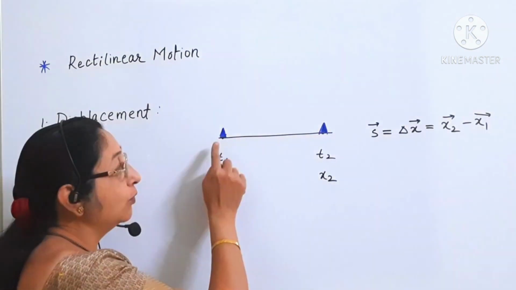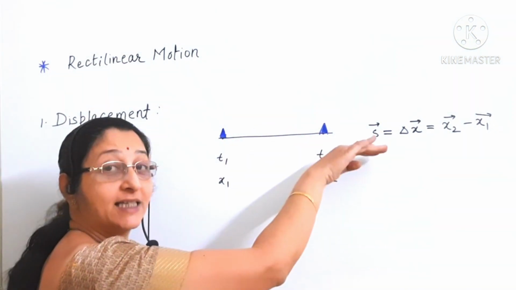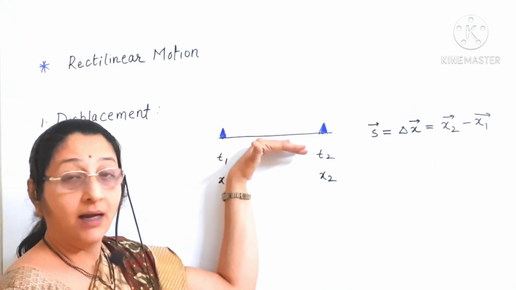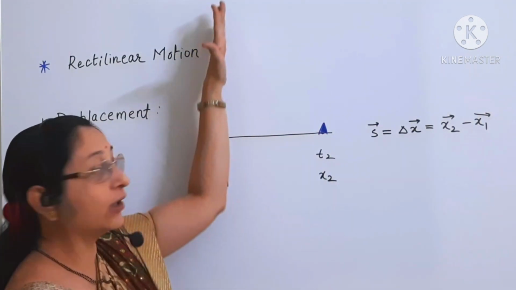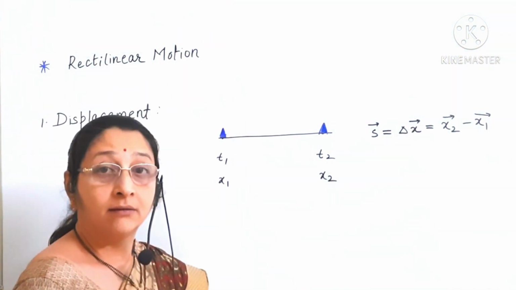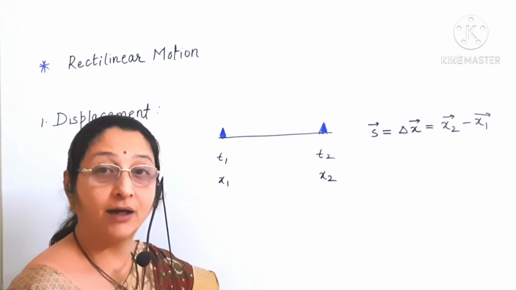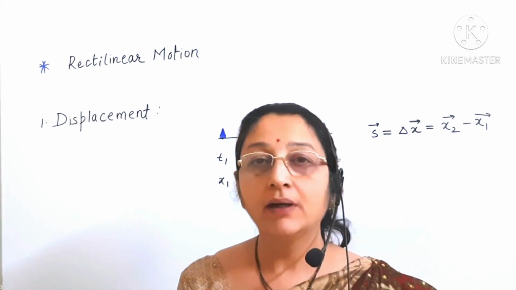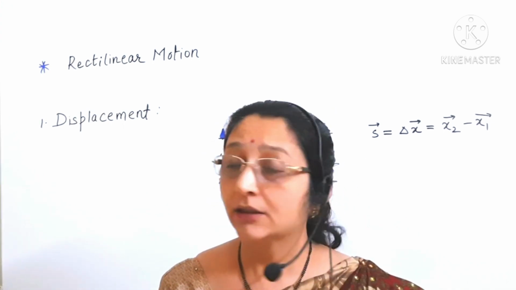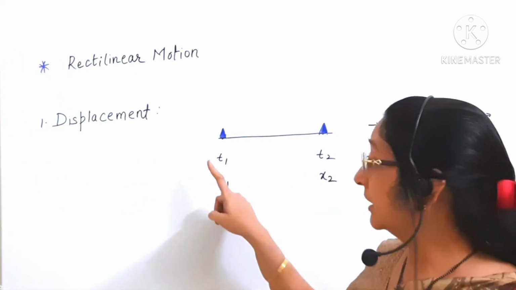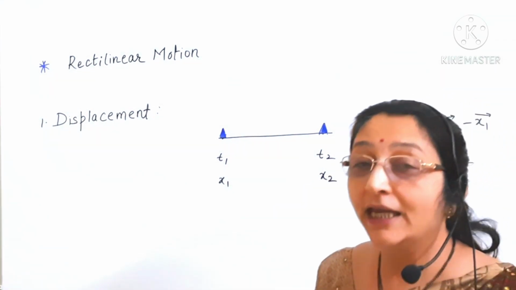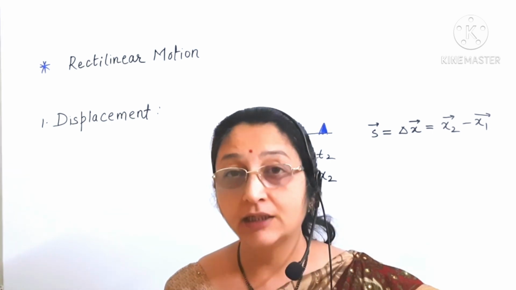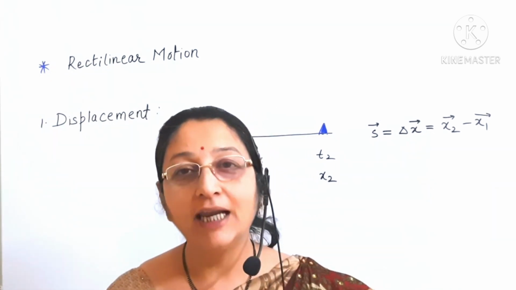So, when the object is moving from here to here along the x-axis, and when the object is moving along the y-axis, the displacements are different because the directions of the displacement are different. So, to sum up, the displacement of the object within the time interval from t1 to t2 is the difference between the position vectors of the object. Its direction is given along the line of motion.